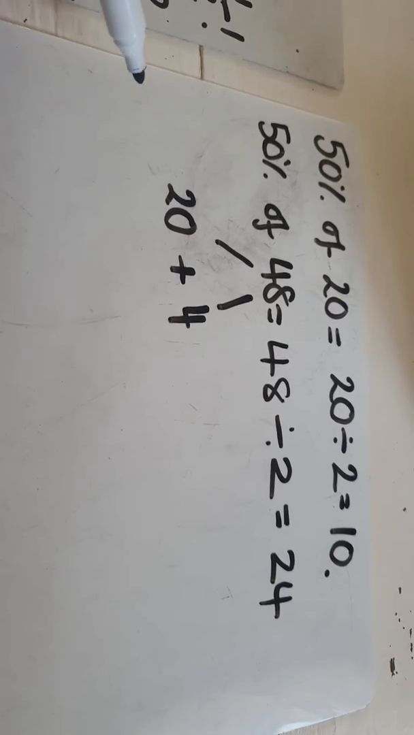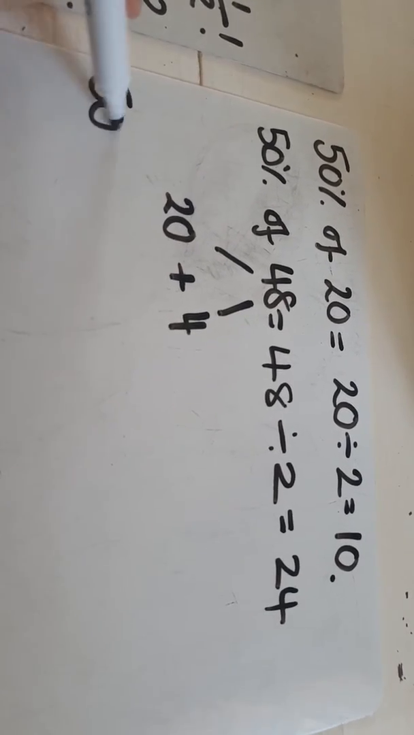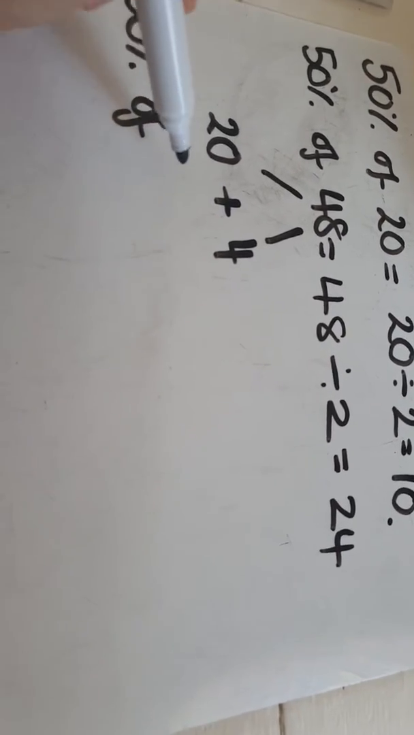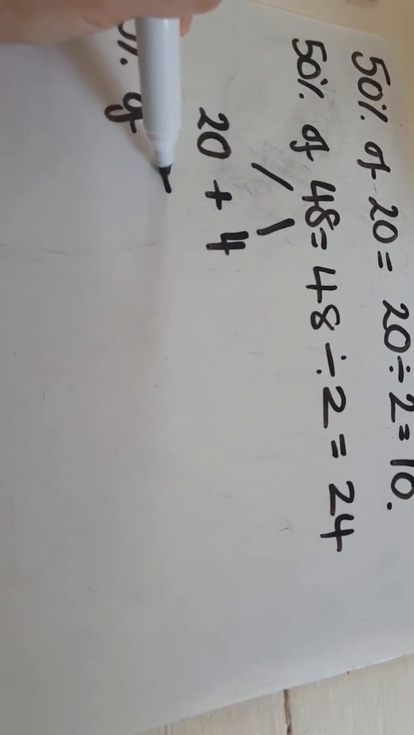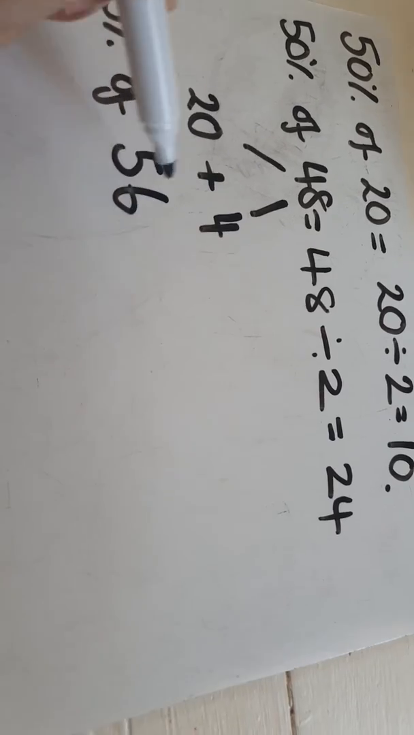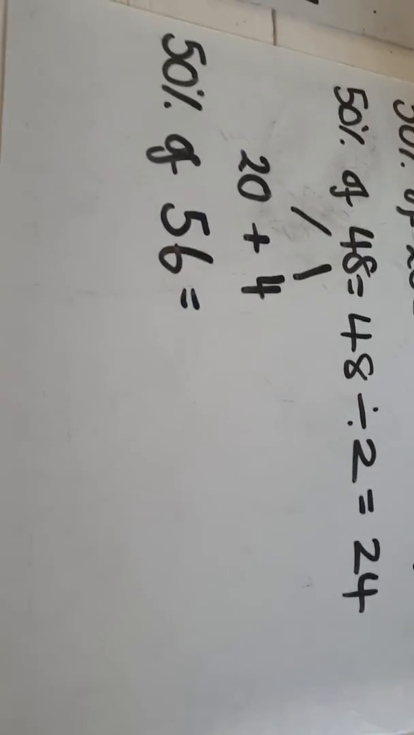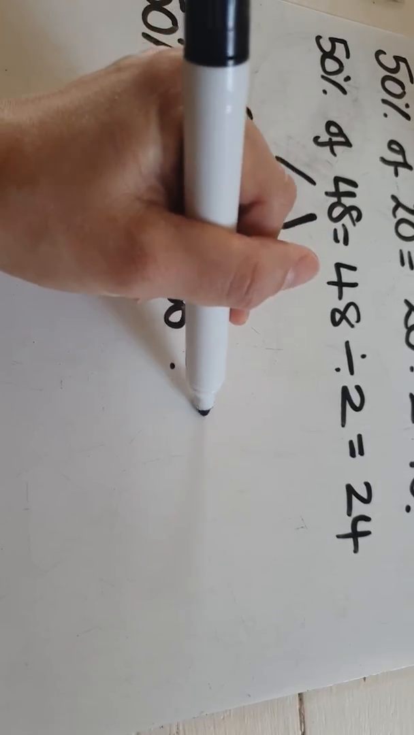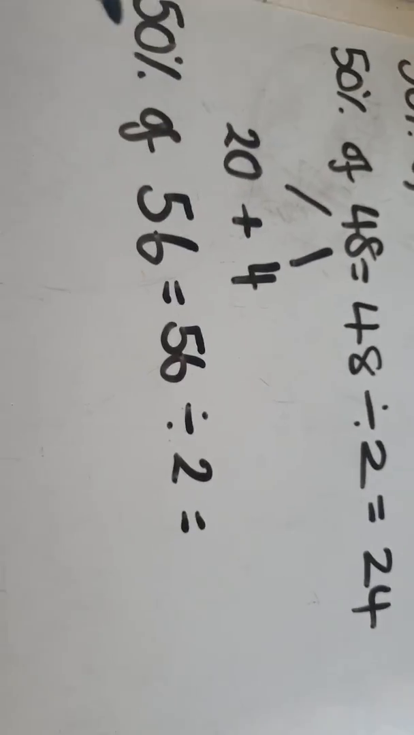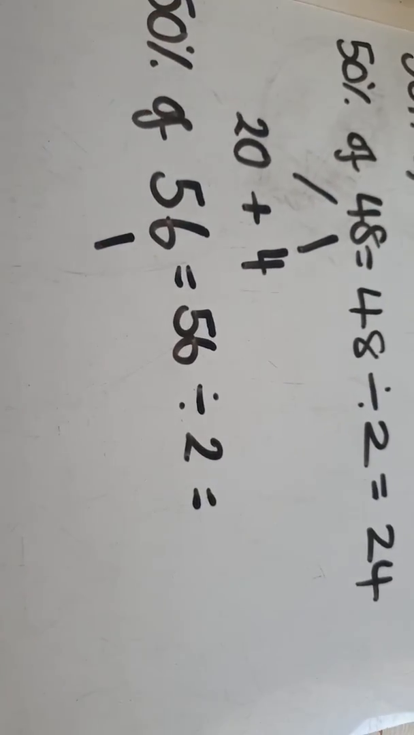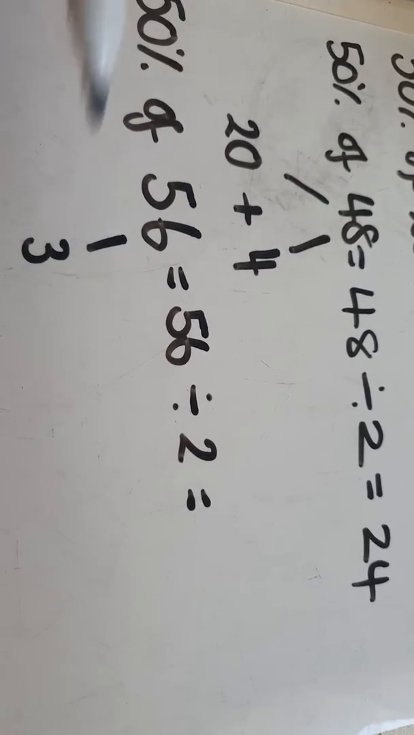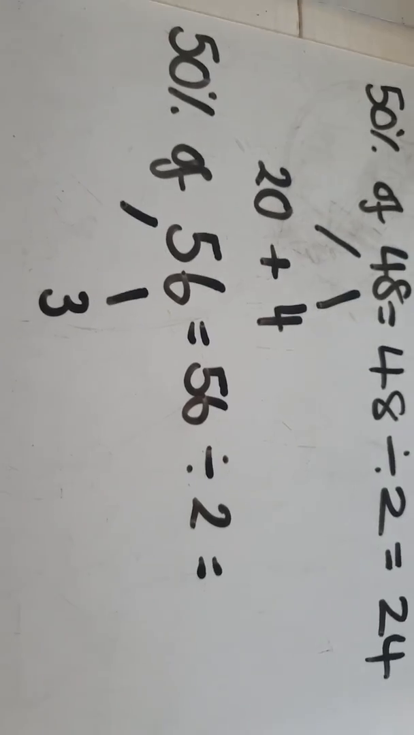Now, sometimes you might get a trickier number again where your tens digit may be odd. So if we do 50% of 56, okay, still the same. 56 divided by 2 equals. Now, the 6 remains easy to half. So 6 divided by 2 is 3. But the 50 becomes a little bit trickier.